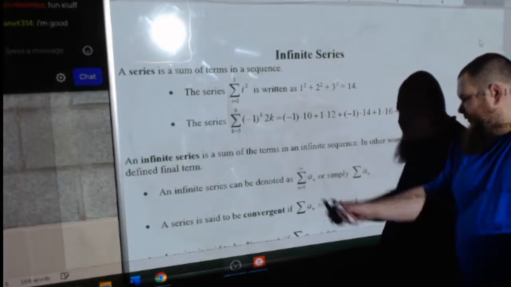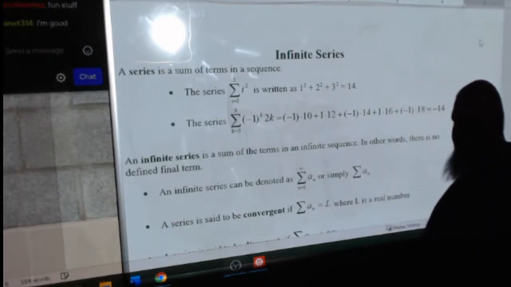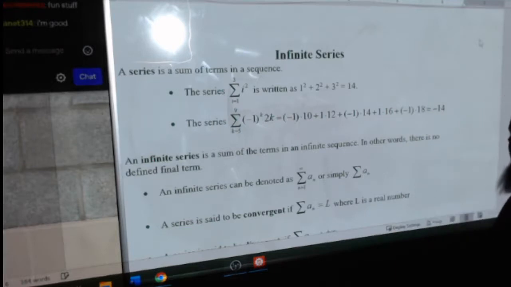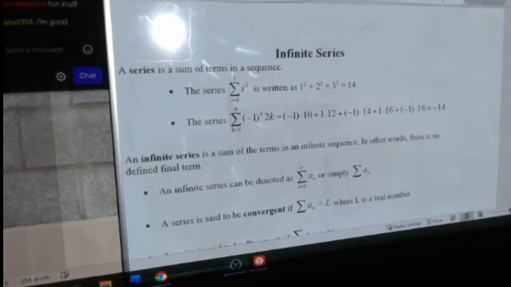If it runs from 1 to infinity, you can kind of cheat a little bit and just write the sigma notation. And just like before, where we had that sequences could converge and diverge, we also have that series can converge and diverge.